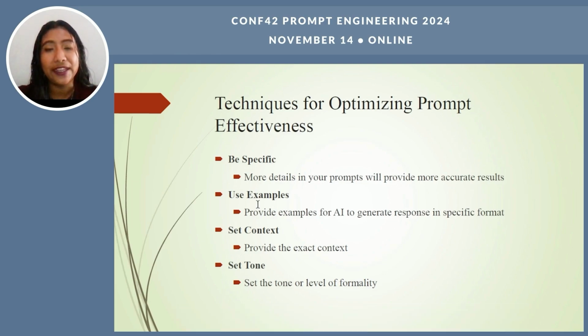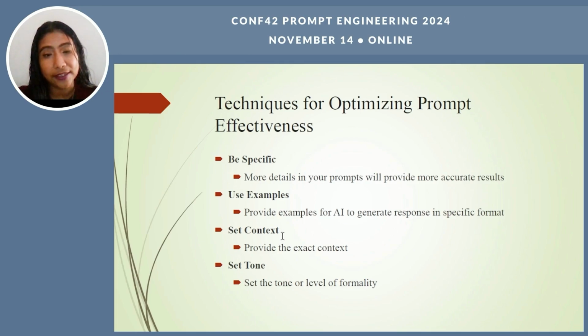Apart from that, we can give examples also, for the AI to generate responses in a specific form. I will come to the example section so that I can explain them in detail. After that, the next step for a prompt is setting context. We have to frame the prompt, for example, about the election, in the current election context. If we ask ChatGPT or any AI model what they think about the election, they will give a general answer only.